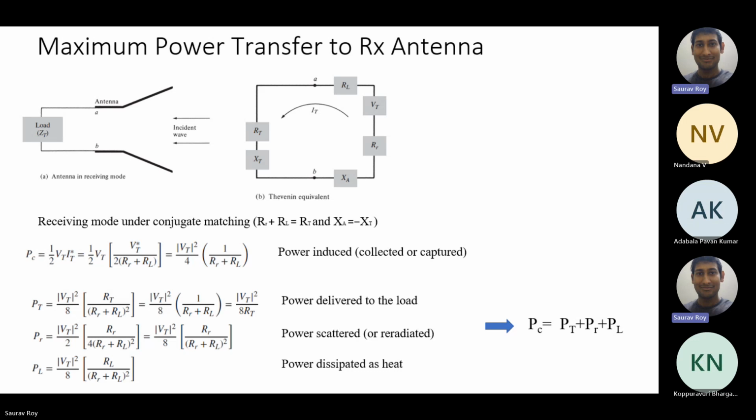Now out of this collected power, what happens? Some of the power is delivered to the load, which has been calculated, some power is scattered or re-radiated, which has been termed as PR, and the rest of the power is dissipated as heat. That loss will be in the load as well as in the antenna itself. If you add all these three components, the power delivered to the load, the scattered power, and the dissipated power, the summation will give you the total captured power. Okay, is there any doubt here?